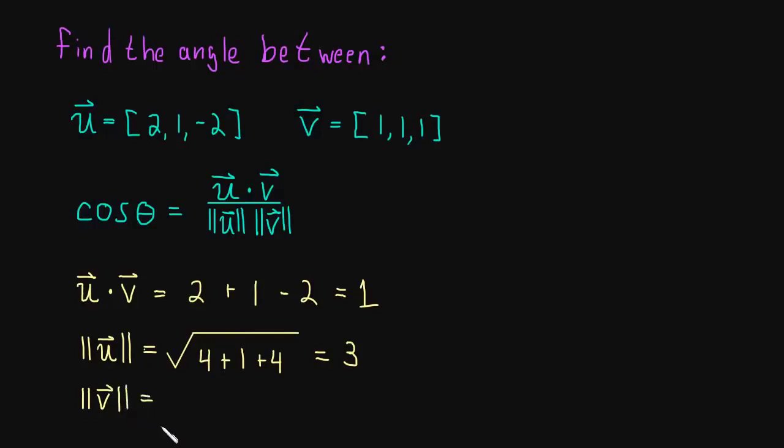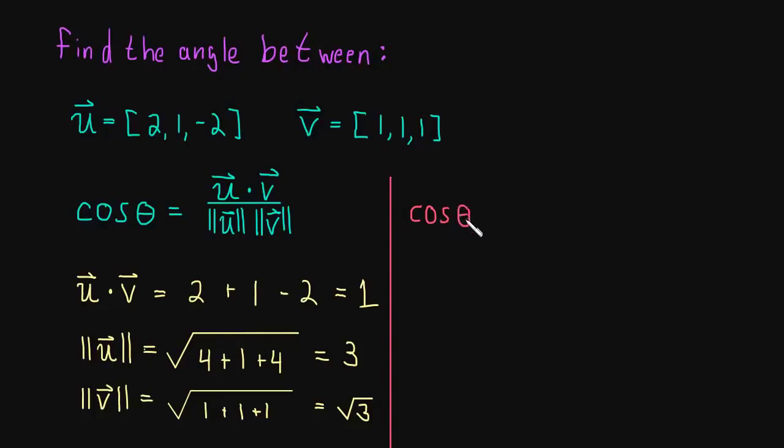So all we're doing is just doing the necessary computations based on this formula. And we derived this formula in the last video, so if you're curious about that, go back and watch that. So now we have 1 squared, that's just 1, plus 1 squared, that's 1, plus 1 squared, that's 1. So this is the square root of 3. So we have our necessary pieces here, so let's put them all together. The cosine of the angle between the two vectors is equal to the dot product, which we found was 1, divided by the length of u, that's 3, times the length of v, that's the square root of 3.